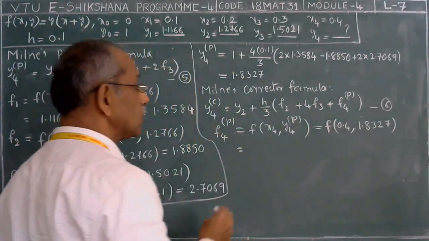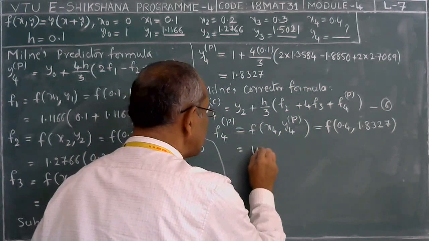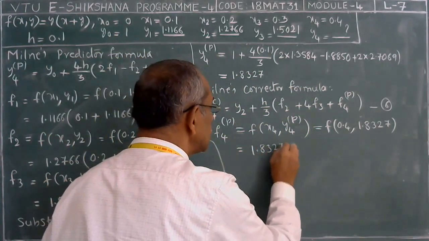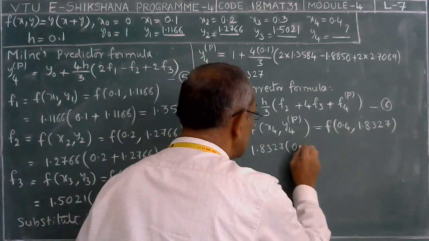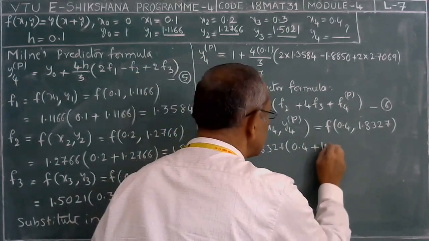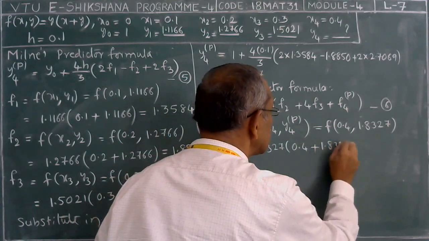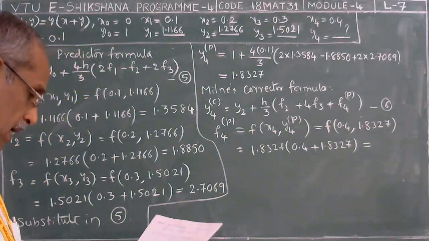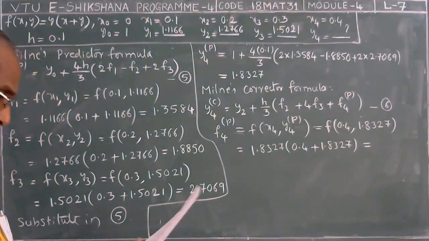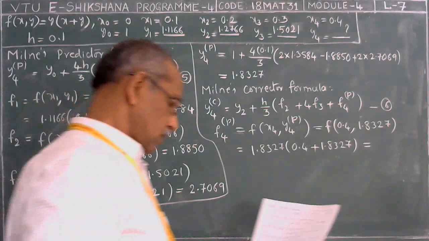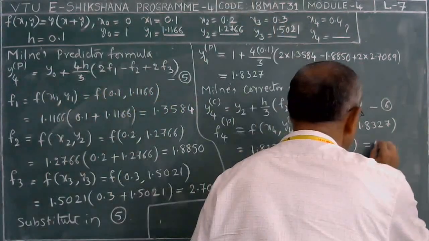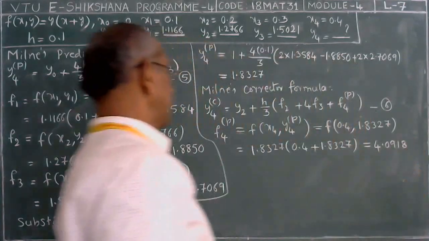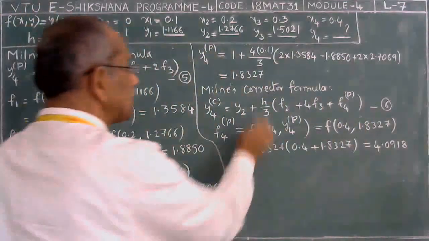Now apply the definition. This is y into (x plus y), that is 1.8327 into (0.4 plus 1.8327). If you calculate using a calculator, you get f4p equal to 4.0918. Now substitute in equation 6.